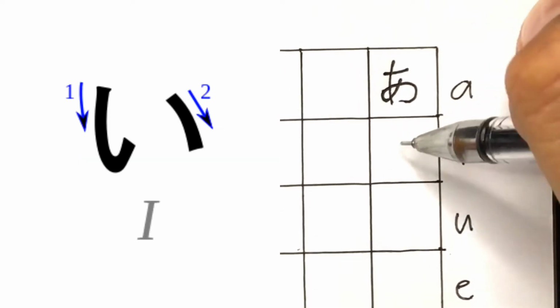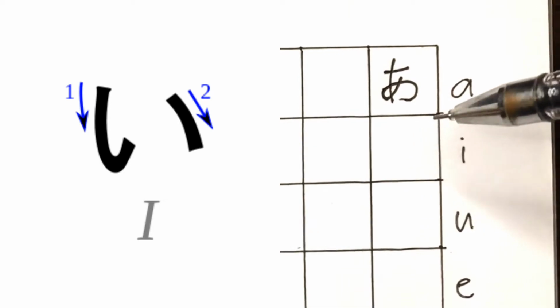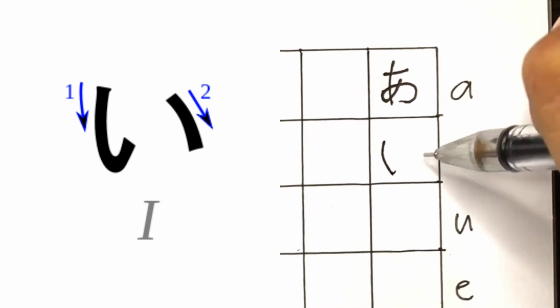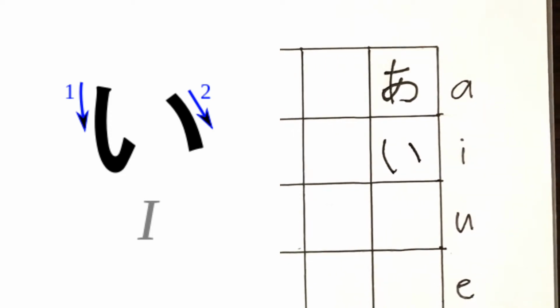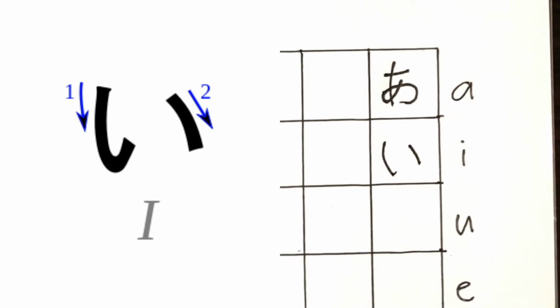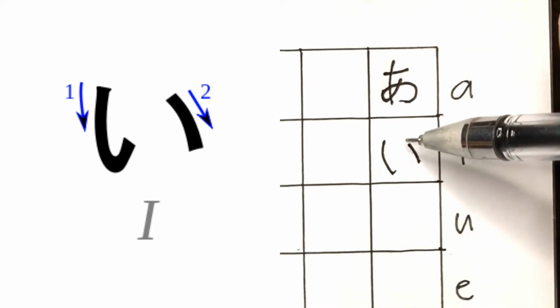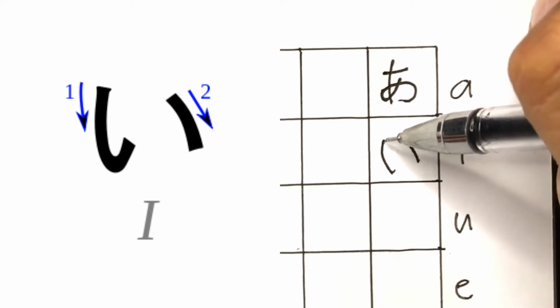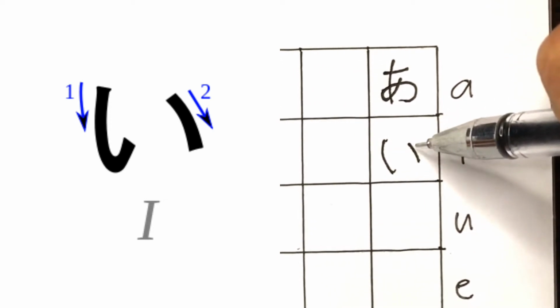The next character is i. I has 2 strokes. 1, 2. Just imagine there is a circle in this area. You follow the sides of the circle.